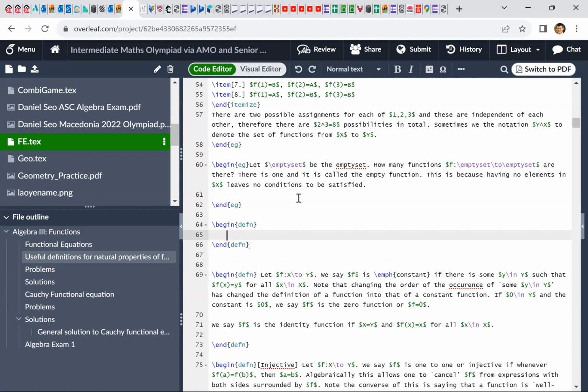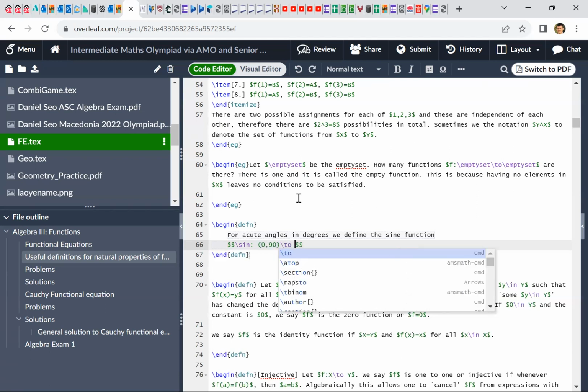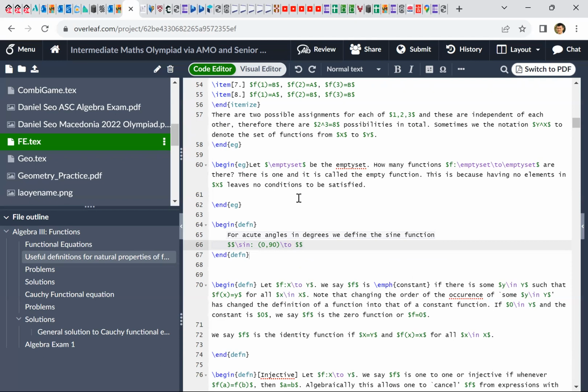Did I define the sine function in the junior book? For acute angles in degrees, we define the sine function that goes from 0 to 90 to, well, it's just 0 to 1, I guess.